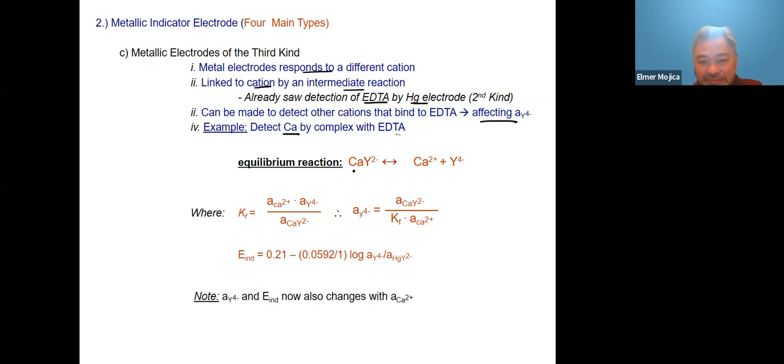Okay? So what happens is there is a competing reaction. So the Y 4- that forms doesn't come only from the mercury electrode, but also from the calcium. Okay? Now, if you're going to look at this, both the activity of your EDTA ion and your indicator electrode change with respect to the activity of your calcium 2+. Okay?